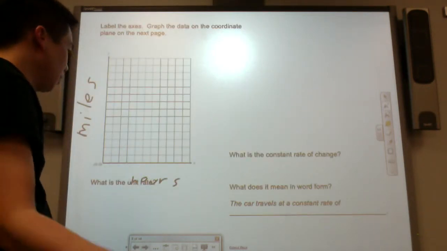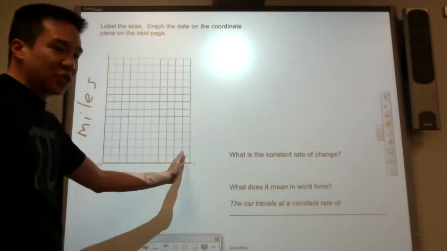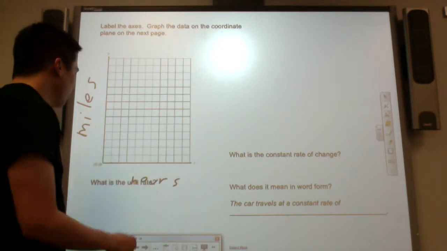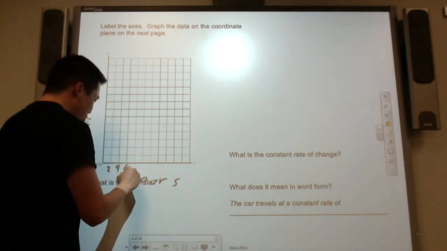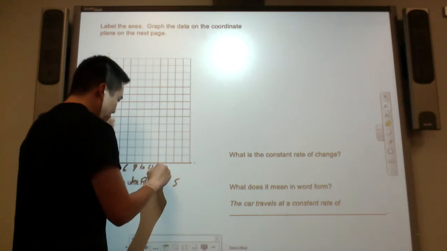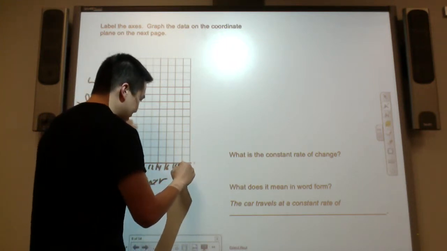You know what? I'm going to do it by... We don't think we have enough space to do it by 1s. 5 would be 2. I'm going to do it by 2s. 2 hours, 4 hours, 6 hours, 8 hours, 10 hours, 12 hours, 14, 16, 18, 20.